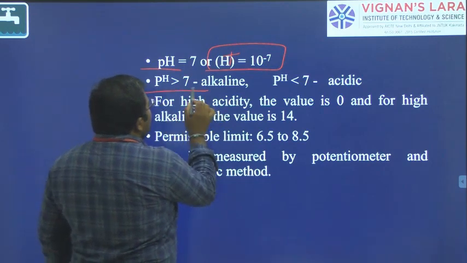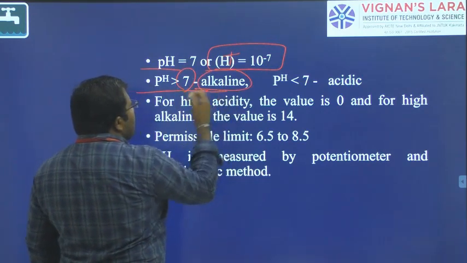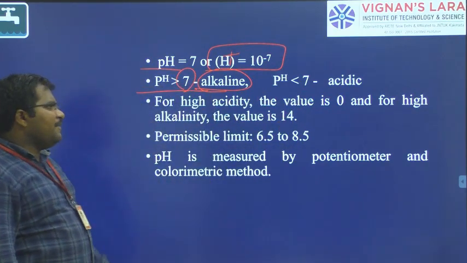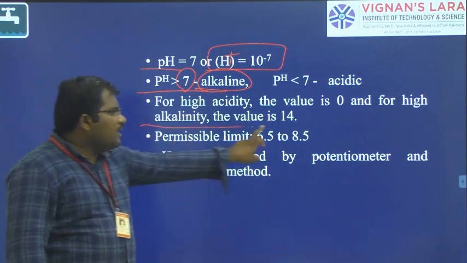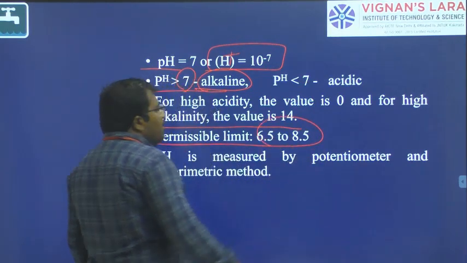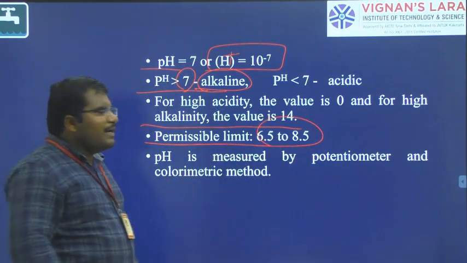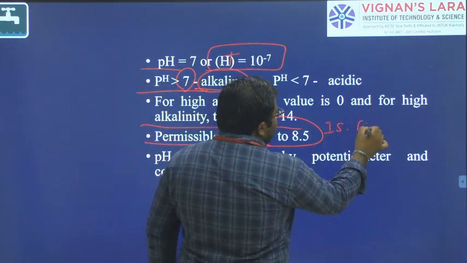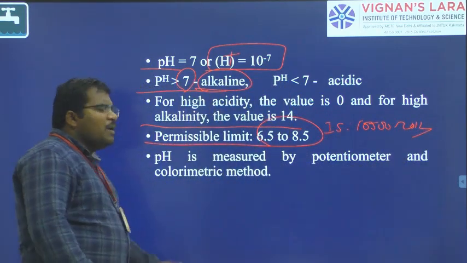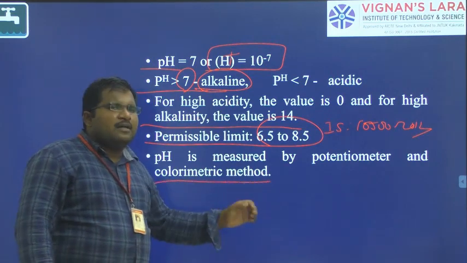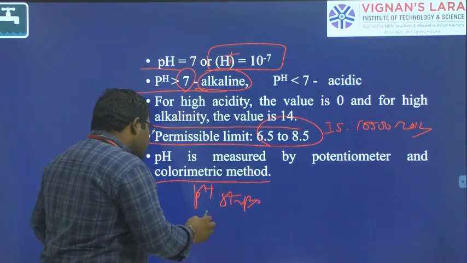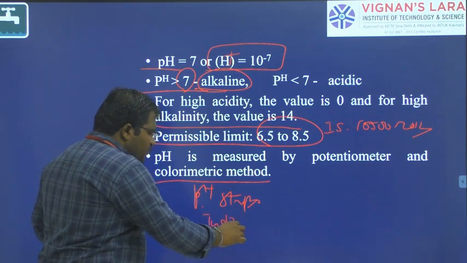When pH is greater than 7, it is called alkaline or base, and when pH is less than 7, it is called acidic medium. We know that. For high acidity, the value is 0, and for high alkalinity, the value is 14. The permissible limit for drinking water is 6.5 to 8.5 according to IS 10500 2012. Next, pH is measured by the potentiometer or colorimetric method, in the laboratory we do it with pH strips, and we also have the indicator method.